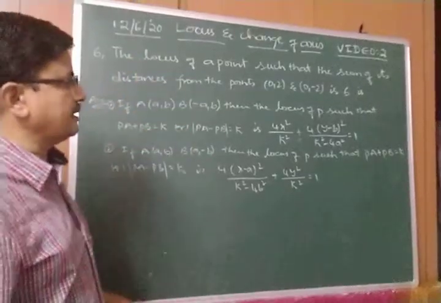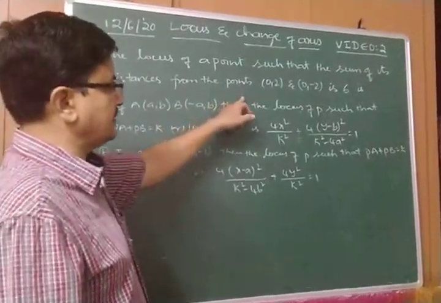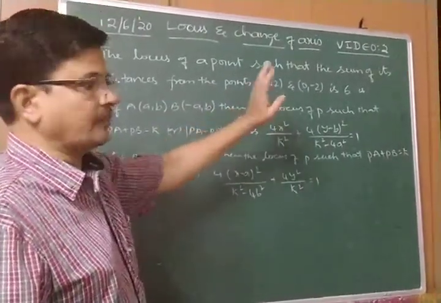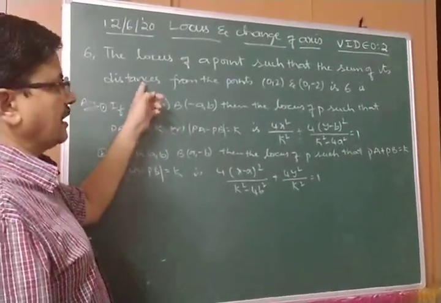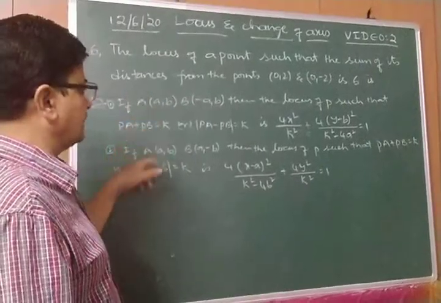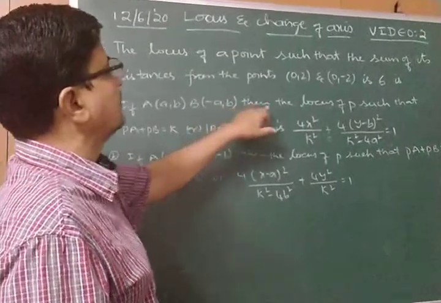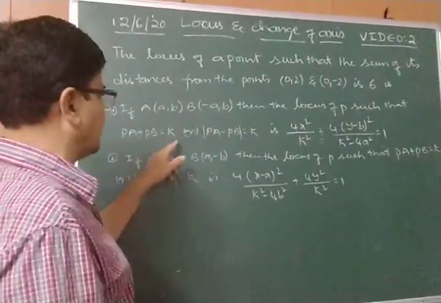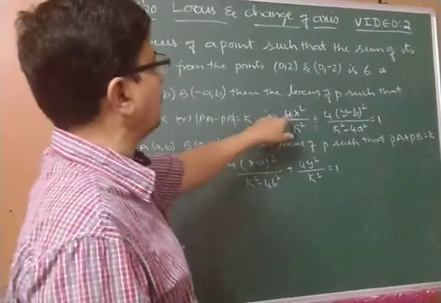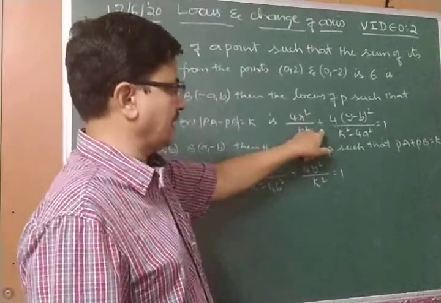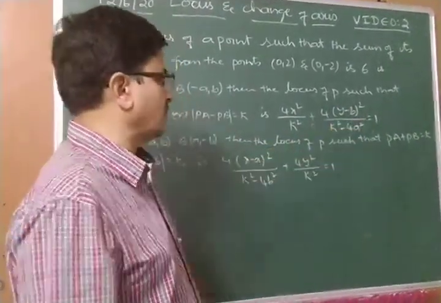Find the locus of a point such that the sum of its distances from the points (0, 2) and (0, -2) is 6. This type of equation has two formulas. One is if the points are (a, b) and (-a, b), then the locus of P such that PA + PB = k, or |PA - PB| = k, is 4x² by k² + 4(y - b)² by (k² - 4a²) = 1.